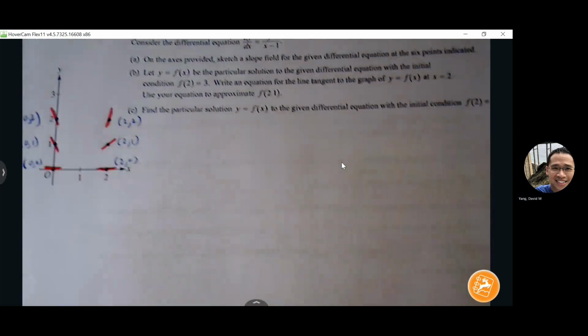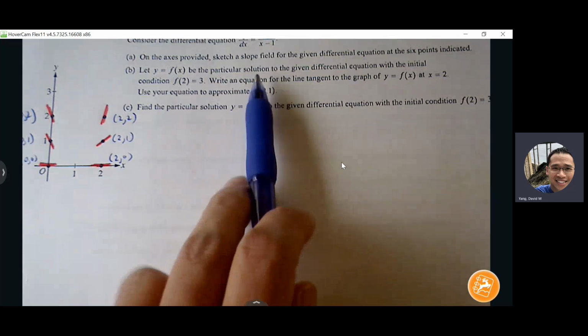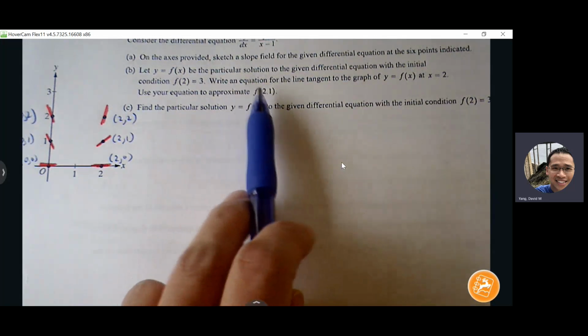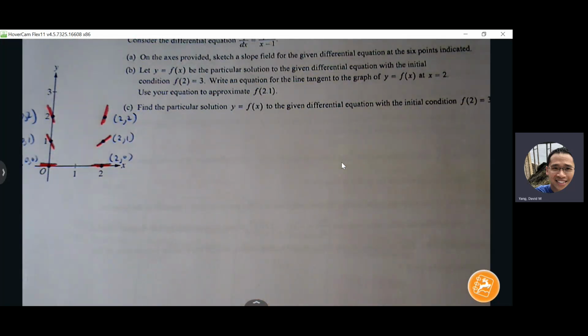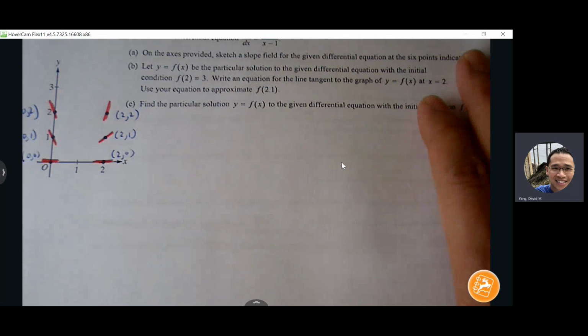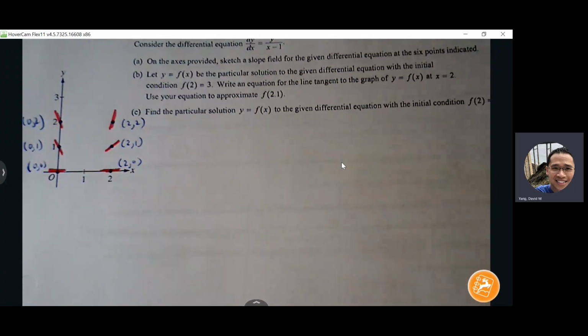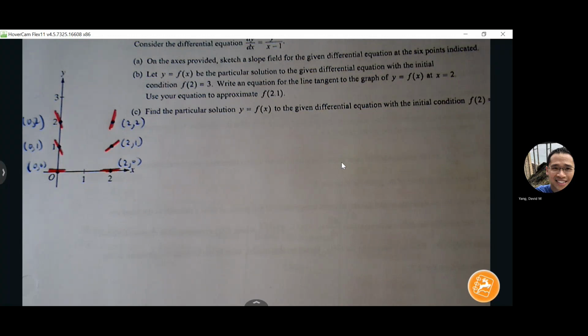Part B. Let y equals f of x be the particular solution to a differential equation. Write the equation for the tangent line at x equals 2. Use your equation to approximate f of 2.1. So this goes back to topics that we've seen in the past. So it's asking for a tangent line equation. So what information do we need to write a tangent line equation? We need what? Slope and order pair. Yep.